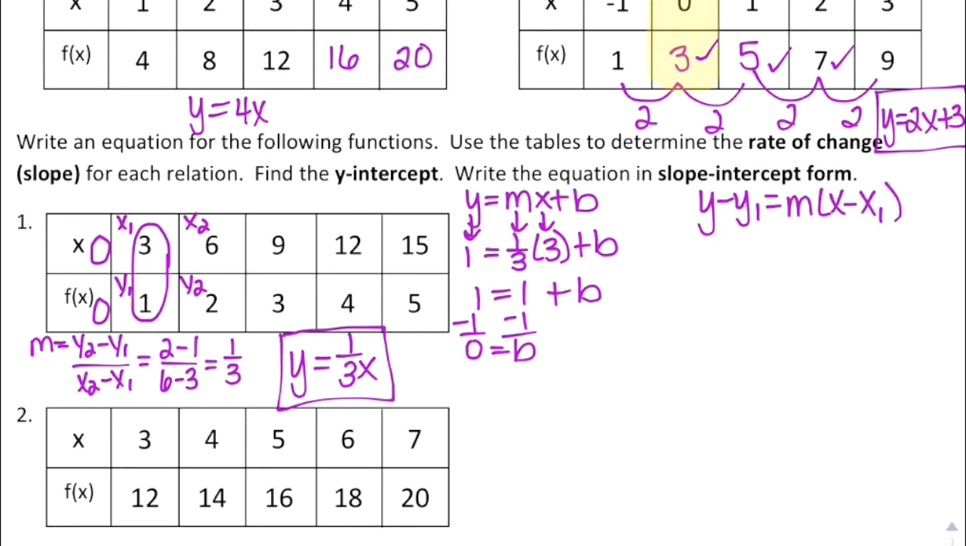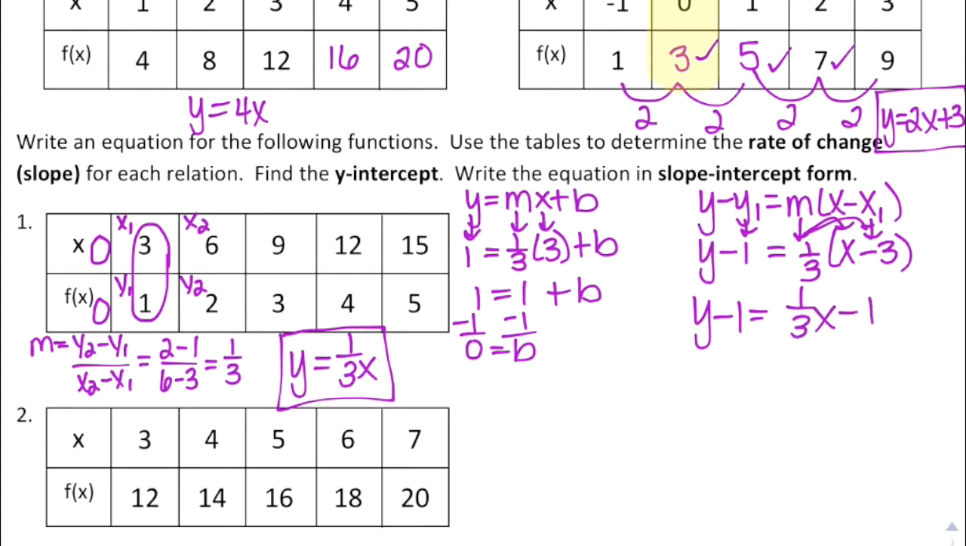And I'm going to use the same point here, the 3, 1. If I plug in 1 for y1 and 1/3 for m, and 3 for x1, then I can distribute, and I get y minus 1 equals 1/3 x minus 1. My last step is to add the 1 over, and I end up with 1/3 x plus 0, which is the same thing as 1/3 x.